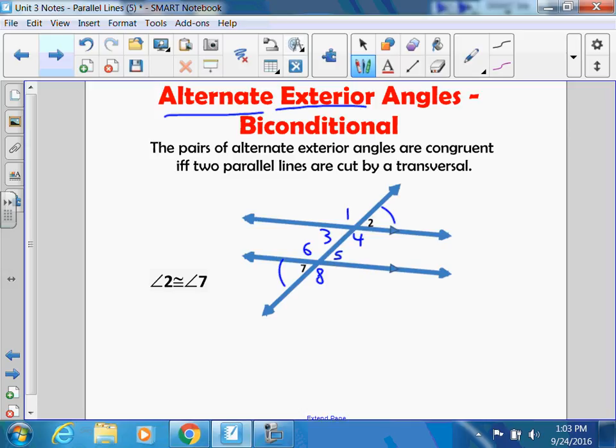2 is congruent to 3. 3 is congruent to 7. 7 is congruent to 5. 5 is congruent to 2. So basically 2, 3, 5, 7 are all congruent to each other based on any combination of your angle relationships, corresponding angles, vertical angles. 7 and 5 are vertical. 7 and 3 are corresponding. 2 and 7 are alternate exterior. 3 and 5 are alternate interior. So those 4 angles are congruent. The other 4 are also congruent to each other. So that would be 1, 4, 6, and 8, all for the same reason.